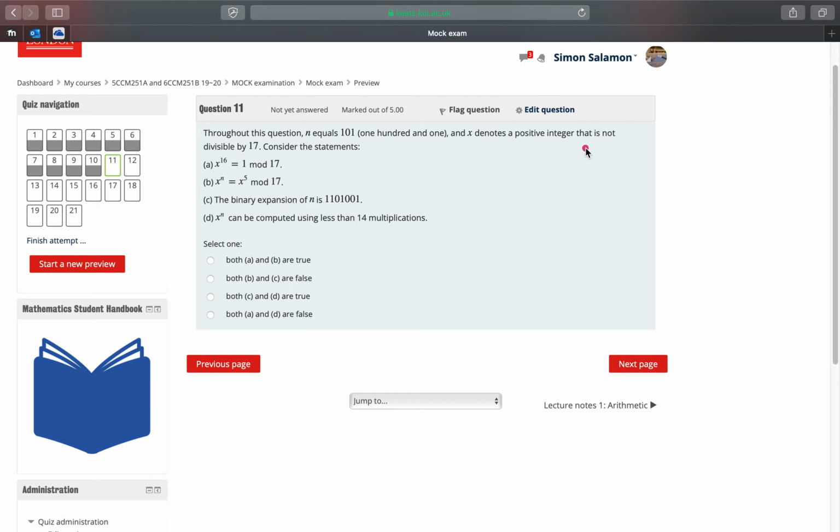And x is a positive integer which is not divisible by 17. Well, is it true that x to the 16 is equal to 1 mod 17? Yes, of course it's true. That's Fermat's little theorem.